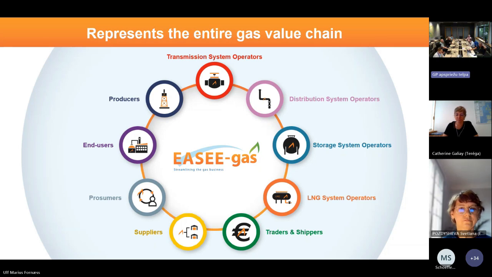EASEE-gas represents the entire gas value chain. As you can see here, there are several roles we have among our members. Mainly transmission system operators, traders and shippers, but we also have storage system operators, LNG system operators, DSOs, end users, suppliers, and producers. So EASEE-gas covers the whole gas value chain.